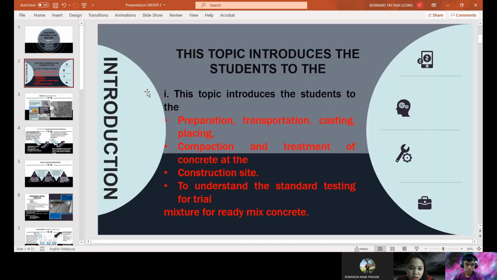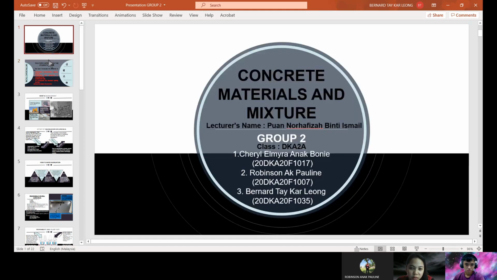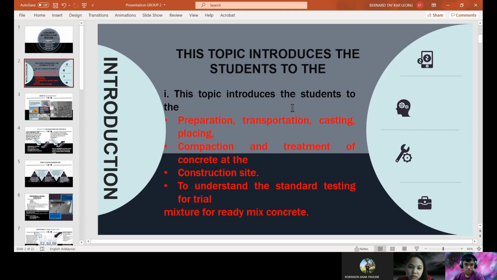Today we are going to talk about Chapter 2, Concrete Materials and Mixture. This topic introduces the student to the preparation, transportation, casting, placing, compaction and treatment of concrete at the site, and to understand the standard testing for trial mixture for ready mixed concrete.